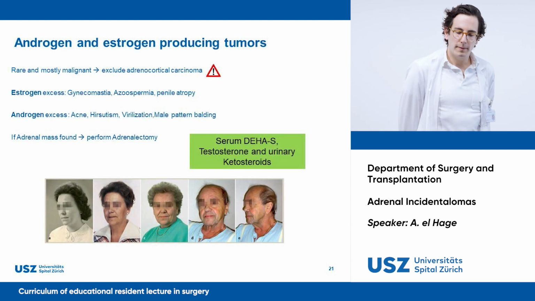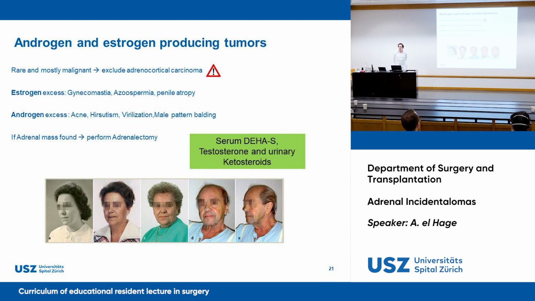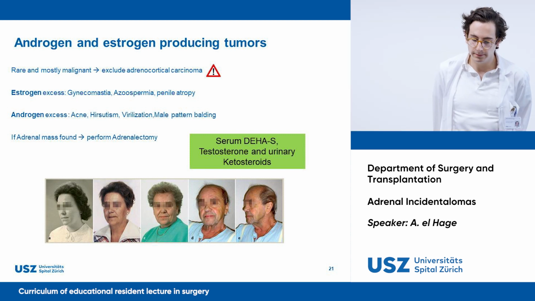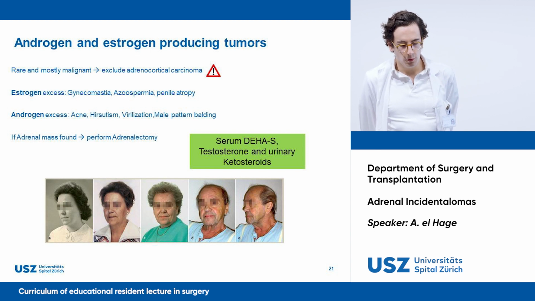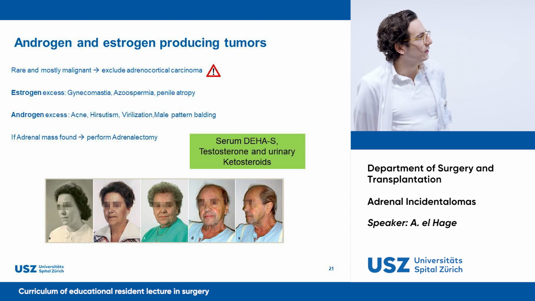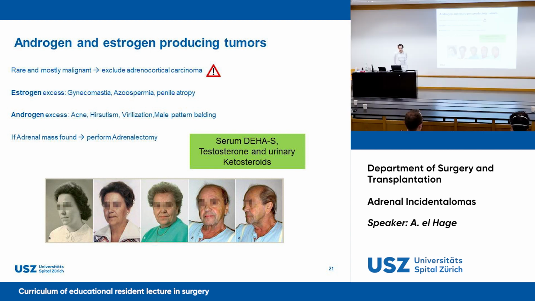Now, androgen-producing tumors, what you have to know with these is that they are rare, but mostly malignant. Here you have a typical example of a patient that underwent virilization due to an androgen-producing tumor. And here it's very clear you have to perform an adrenalectomy. What you have to measure here is going to be the serum DHEA, testosterone, and the ketosteroids in the urine.